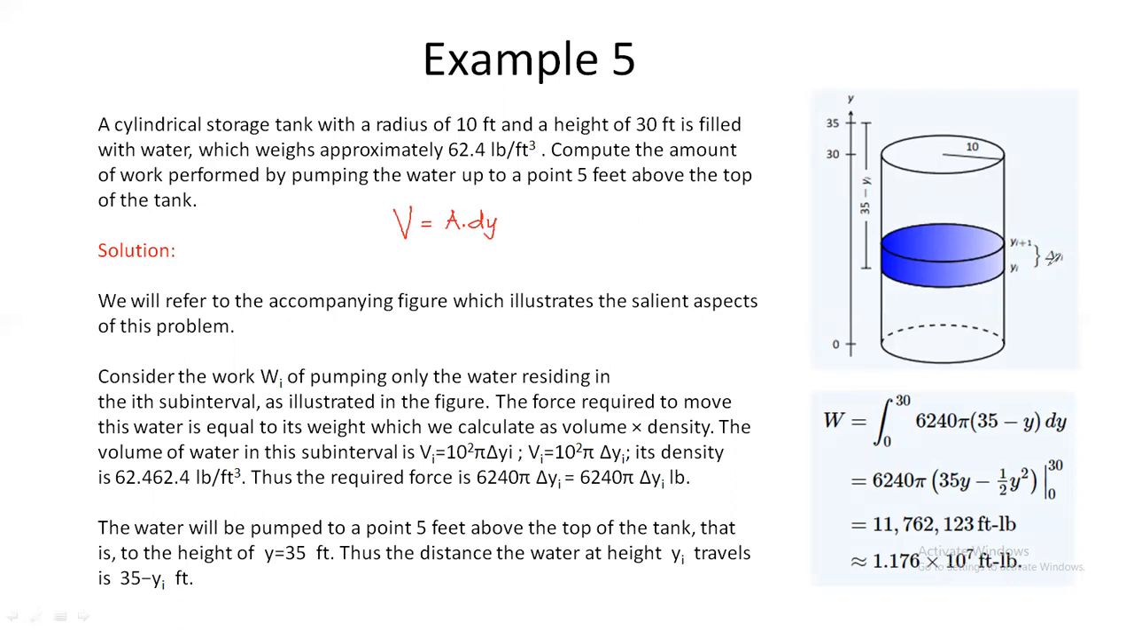You can see it in here as delta yi. So the area in particular is the area of this circular face. So what is the area of a circle? That would be pi r squared, and you have dy. That is why you could see here a 10 squared pi, because our radius is 10. So 10 squared pi times dy, the differential height of this differential volume of water.